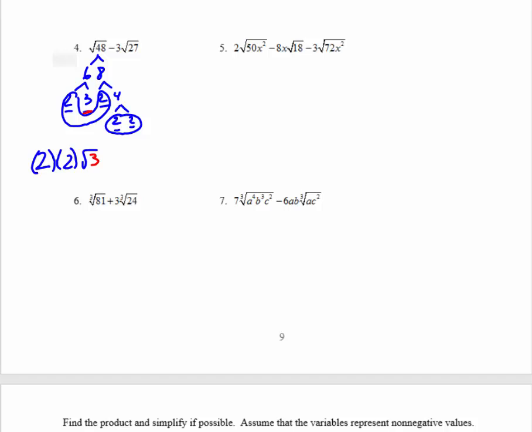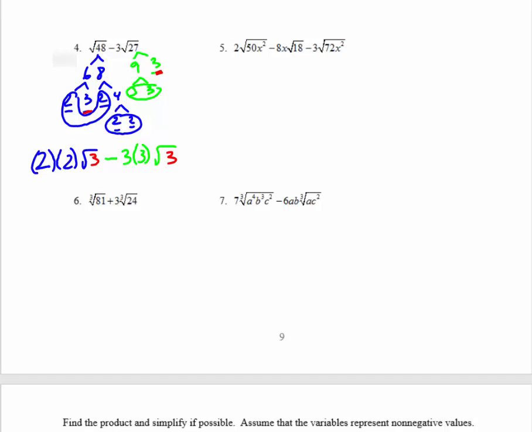Now, let's look at the 27. 27 is 9 times 3, and 9 is 3 times 3. We circle pairs again. So we have a minus sign. There's already a 3 on the outside. A 3 comes out because there is a pair, and what's left underneath the radical is this 3, so we have a 3 left underneath.